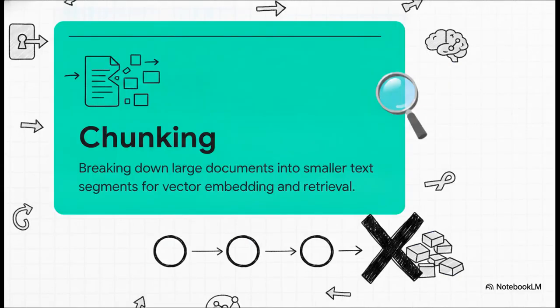Before we crack this case, let's establish our terms. Chunking is the process of breaking down large documents into smaller, manageable text segments for vector embedding and retrieval. It is the absolute foundational step of your pipeline. Honestly, it dictates the future performance of your entire system. If you get this wrong, no amount of fancy prompt engineering or pricey models is going to save your final output, because the AI simply won't have the right context to read from in the first place.